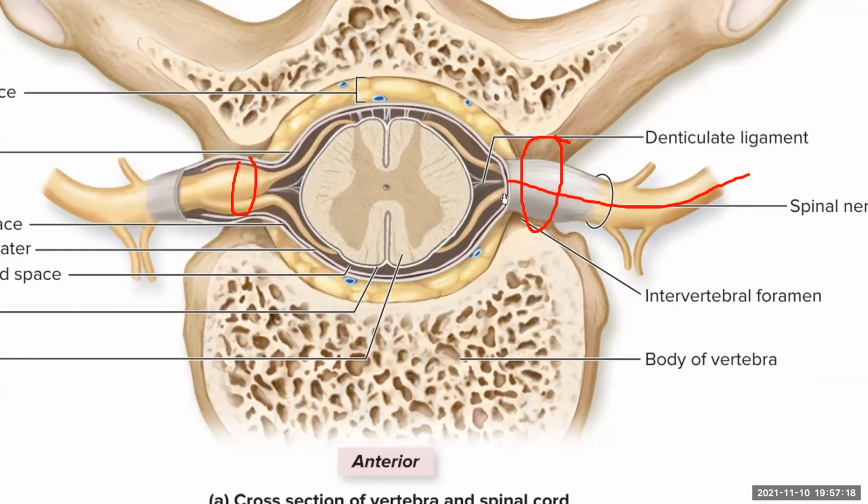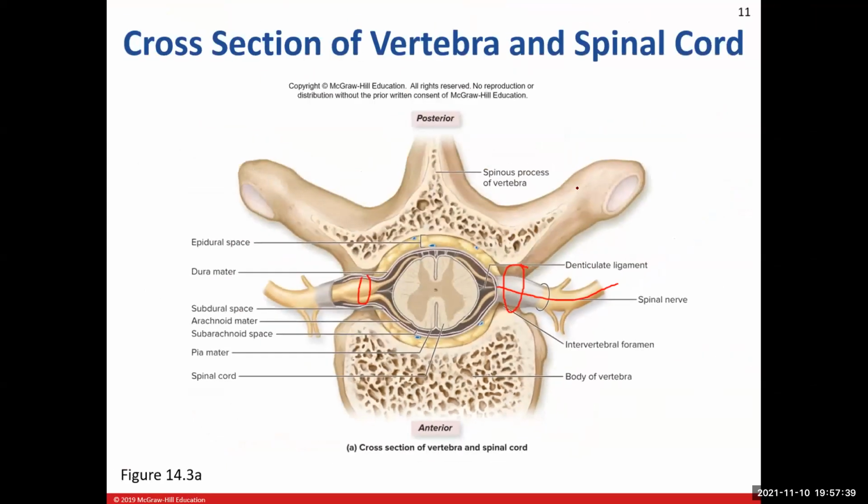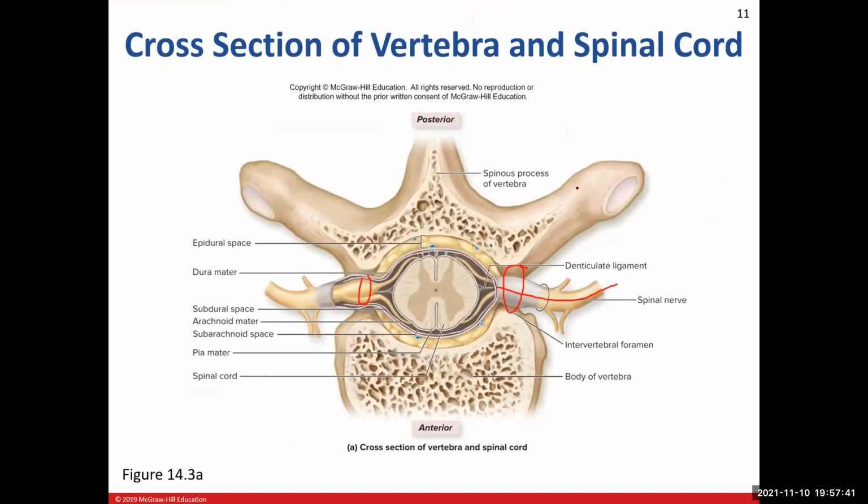And if you notice here, the dura mater extends pretty far outside of the vertebral canal. It'll cover part of that spinal nerve as that spinal nerve is exiting out of the intervertebral foramen. Then you can see we have our anterior root, posterior root here, coming together and eventually forming that spinal nerve. Okay, so that's a nice transverse cut of the vertebral column and the spinal cord.